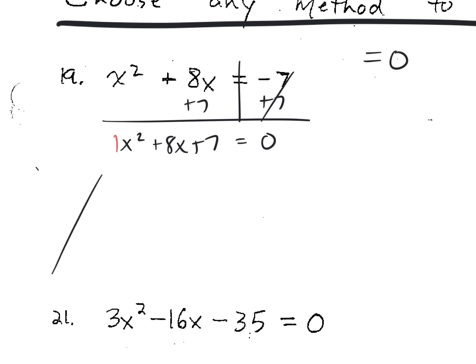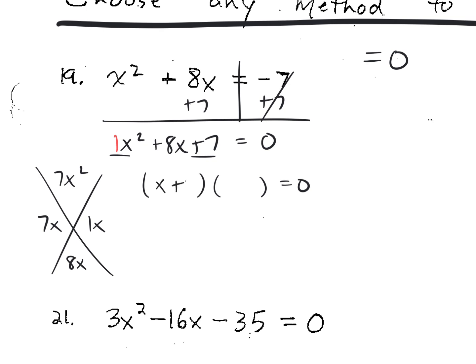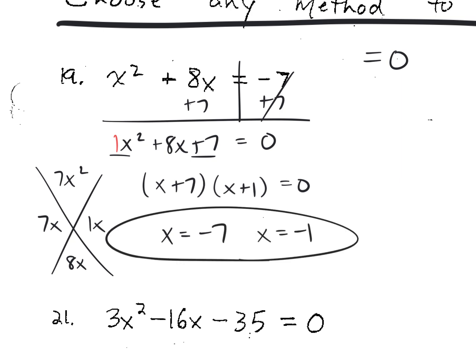So I'm going to start my cross product sum puzzle, multiply a and c together to give me 7x squared, and I want to add to give me 8x. Now, are there numbers that I can multiply together to give me 7 and add to give me 8? The answer should be yes, 7x and 1x. Okay, so I'm going to plug that into my factors, and I get x plus 7 and x plus 1. But I need to solve, and when I solve both of these, I get x equals negative 7 and x equals negative 1.